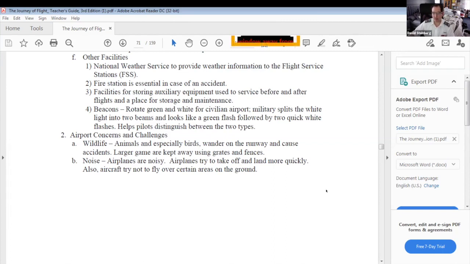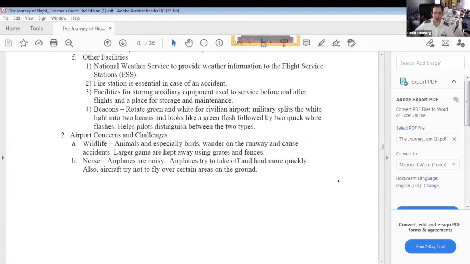Military uses their own. They do it a little bit differently. They have a white light that splits into two beams, and it looks like a green flash followed by two quick white flashes. So those are the beacons. It helps if you're coming into the area and you're trying to pick out an airport, and with all the ground clutter and lights that are happening, it's very hard to pick out the airport. But once you see that beacon flashing, then it's a pretty good idea that you're looking at an airport down there. Whether it's the right one you're looking for, that's a different question, but you'll be able to identify based on the color and the flashes. So that's a very important thing at night and in low visibility weather.